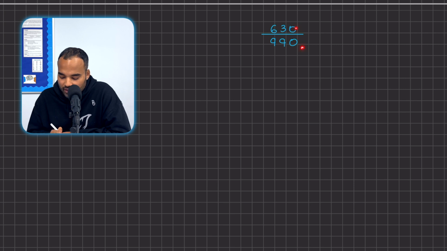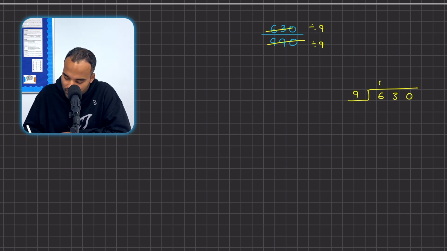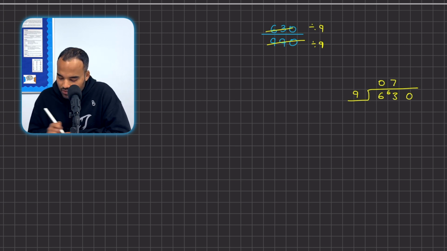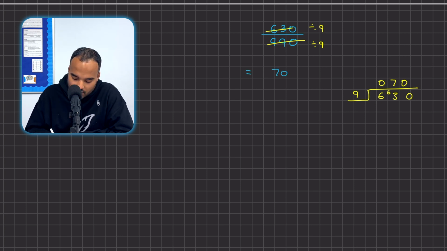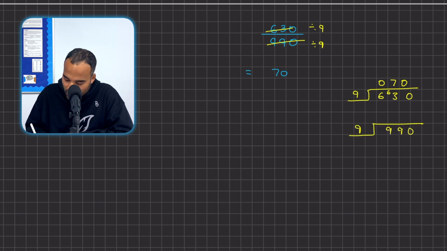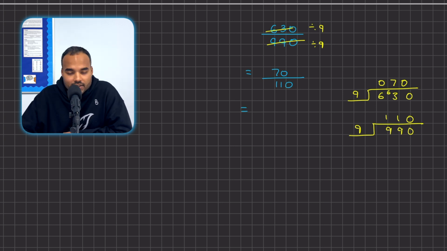I can see they both end in a 0. Let's divide both by 9 and see what we get. You might want to do a little bit of short division over here, or long division. So 9 goes into 6 0 times, with a remainder of 6. 9 goes into 63 7 times with no remainder, and 9 goes into 0 0 times. That's 70. Now if we do 990 divided by 9, 9 goes into 9 once, 9 goes into 9 once, 9 goes into 0 0 times. So we have 70 over 110. Is this in its simplest form now?